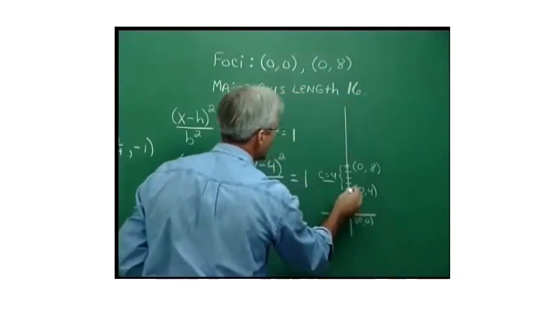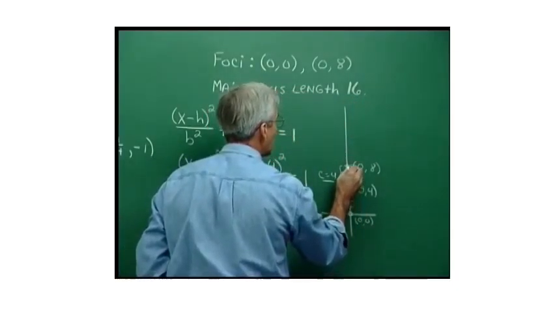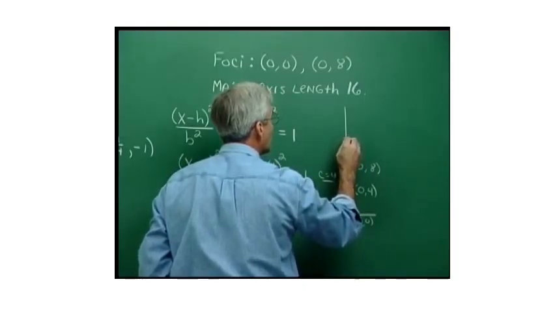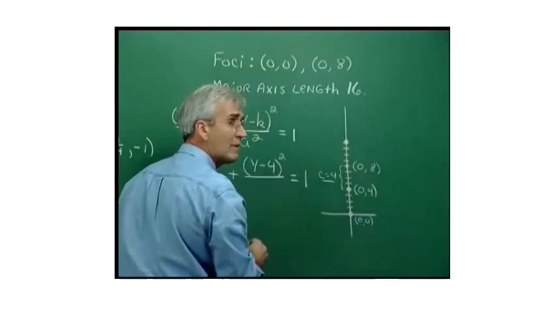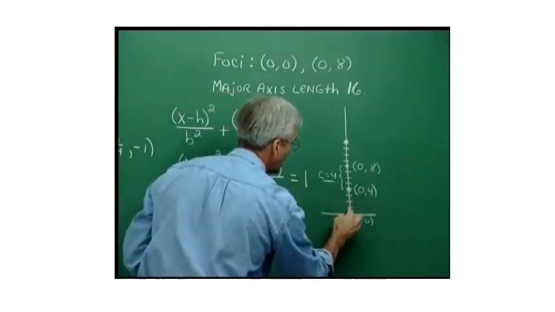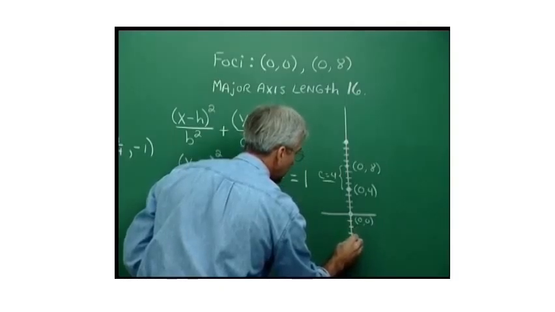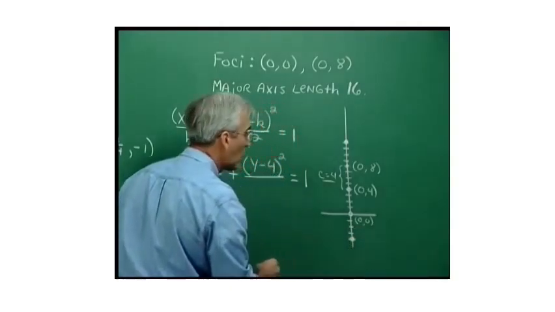You see, from this center point I can count up 1, 2, 3, 4, 5, 6, 7, 8, to be one end of the major axis. The other end is down here. 1, 2, 3, 4, and then another 4 down here. There's the other end. What are the coordinates of these points?